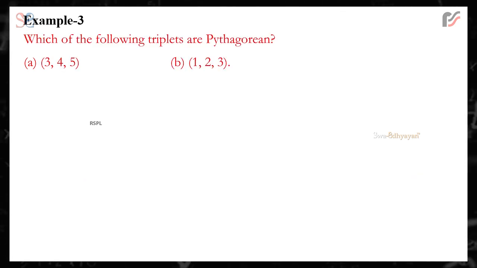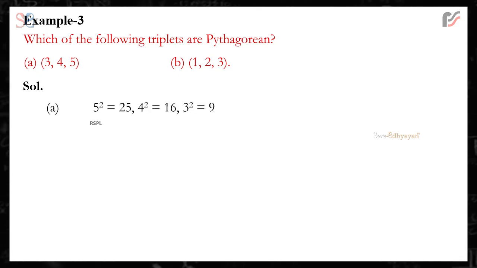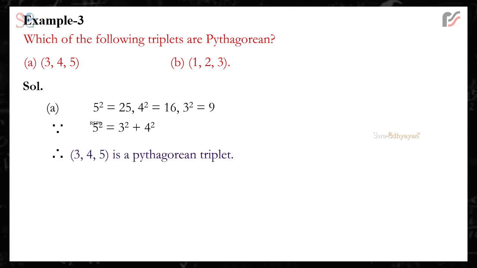Example 3. Which of the following triplets are Pythagorean? A. In the brackets 3, 4, 5. B. In the brackets 1, 2, 3. Solution. A. 5 square is equal to 25, 4 square is equal to 16, 3 square is equal to 9. Because 5 square is equal to 3 square plus 4 square, therefore, in the brackets 3, 4, 5 is a Pythagorean triplet.